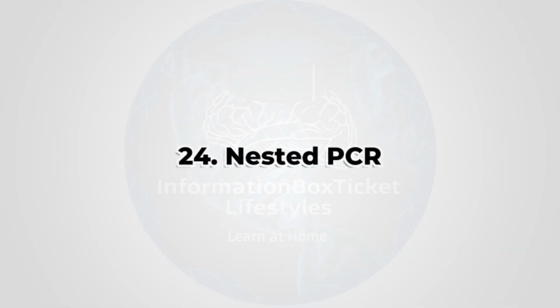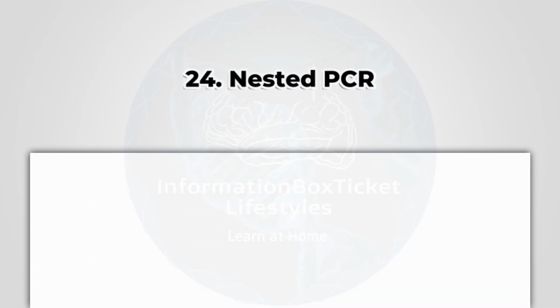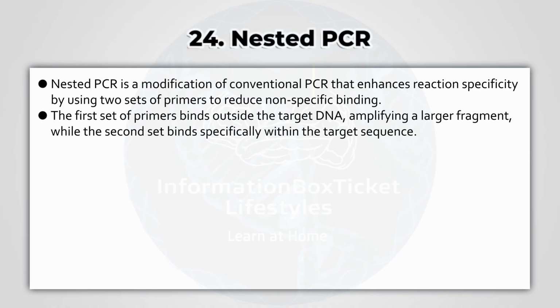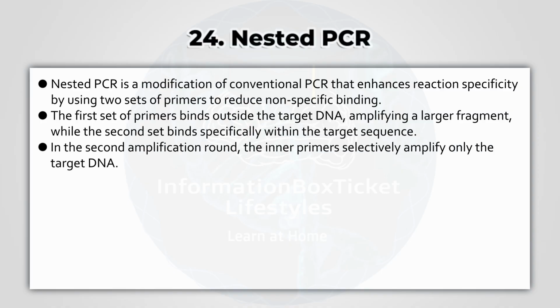24. Nested PCR. Nested PCR is a modification of conventional PCR that enhances reaction specificity by using two sets of primers to reduce non-specific binding. The first set of primers binds outside the target DNA, amplifying a larger fragment, while the second set binds specifically within the target sequence. In the second amplification round, the inner primers selectively amplify only the target DNA.